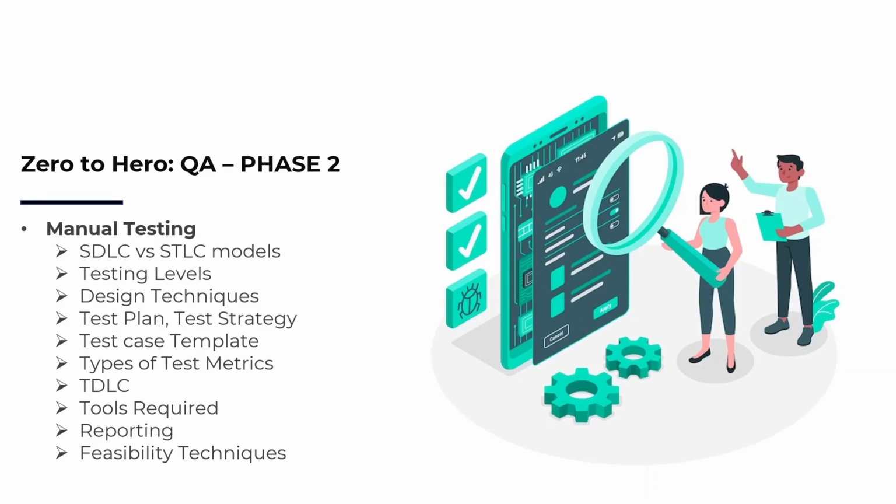Here we mostly cover the software development lifecycle versus the software testing lifecycle models, different types of models: waterfall model, V model, agile model, iterative model. What are the advantages and disadvantages, and how we have evolved with the different types of models. We also discuss different types of testing levels, so we understand the levels and design techniques, and how to design effectively with low cost and high performance.